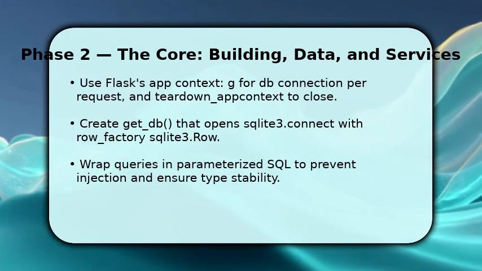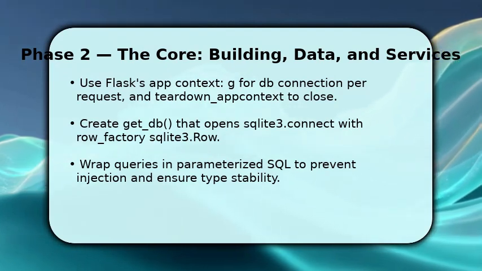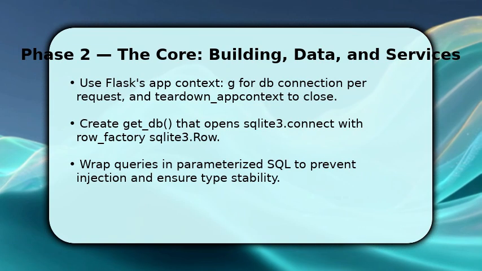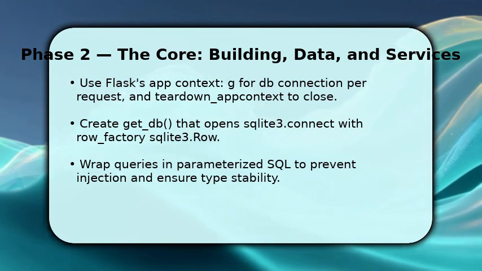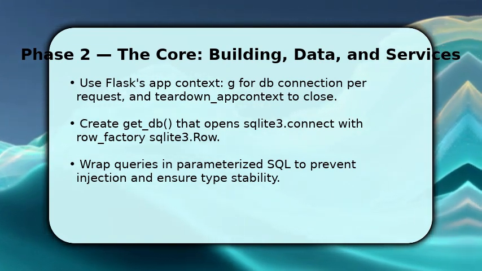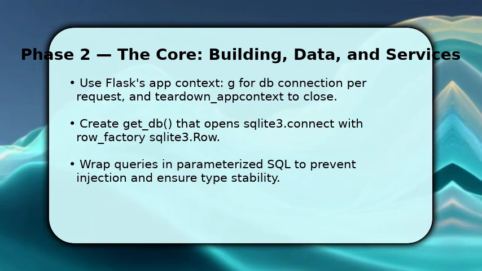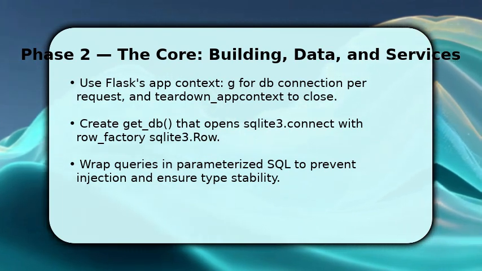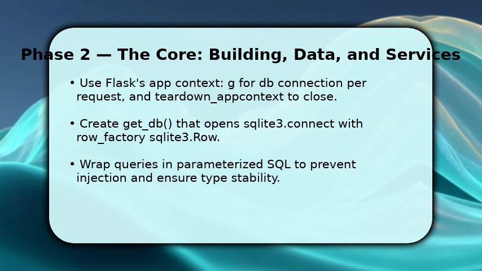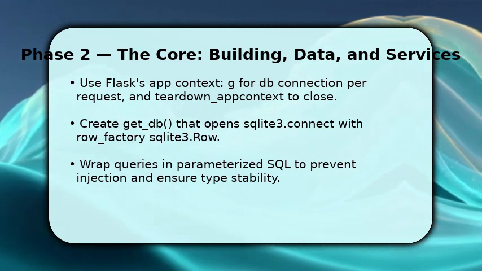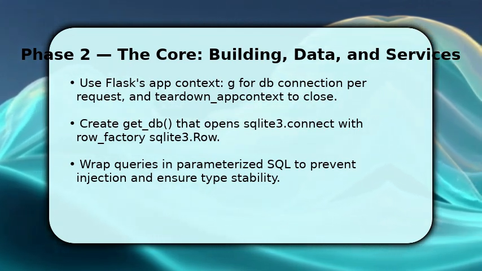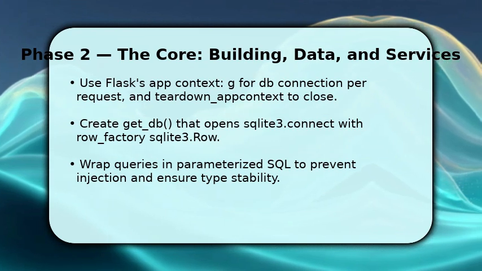Now you integrate SQLite into Flask using a get_db function that opens sqlite3.connect and attaches it to Flask's g object. This ensures one connection per request. Make sure to set row_factory to sqlite3.Row so you can access columns by name. Use teardown_appcontext to close the connection automatically. This prevents leaked file handles.